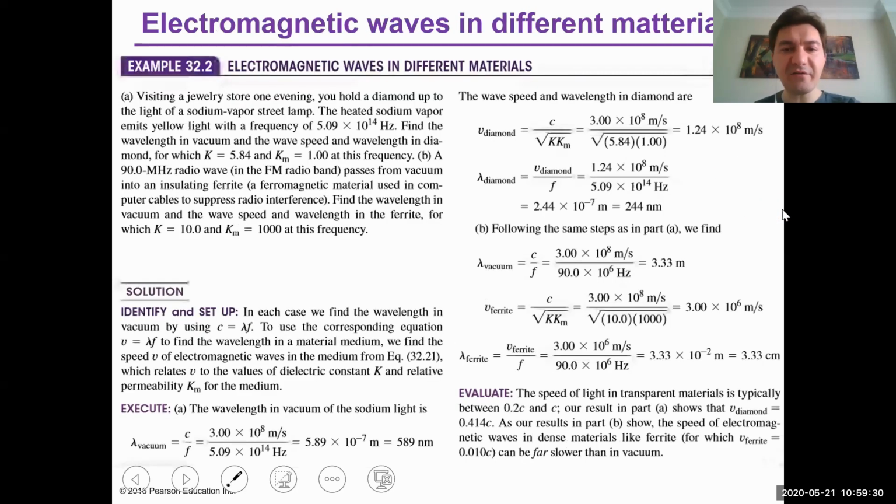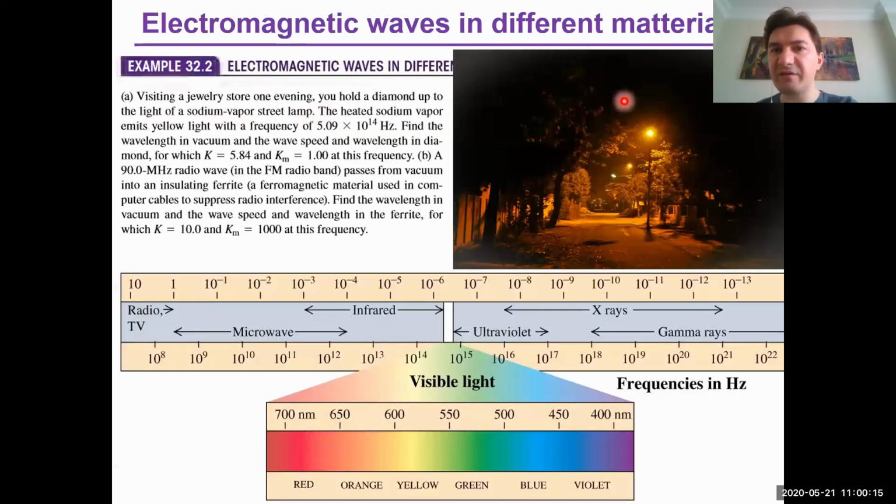So here we have another example, electromagnetic waves in different materials. Now let's have a look at the question. Visiting a jewelry store one evening, you hold a diamond up to the light of a sodium vapor street lamp. So you have a diamond in your hand, and you are looking at that diamond up to the light of a sodium vapor street lamp. This is the sodium vapor street lamp. It emits yellow color, let's say.